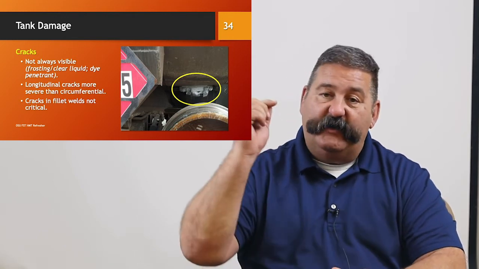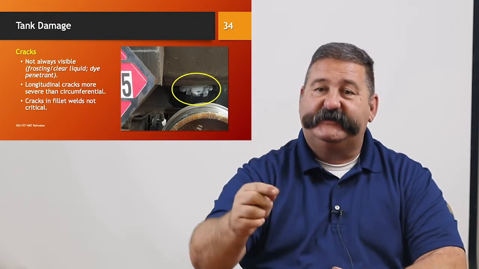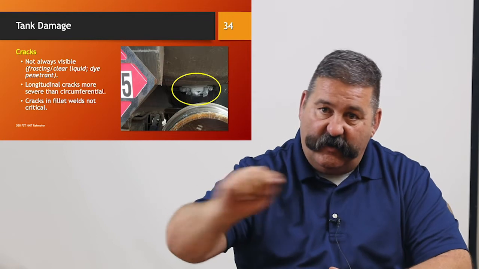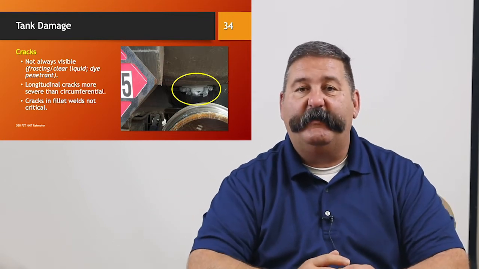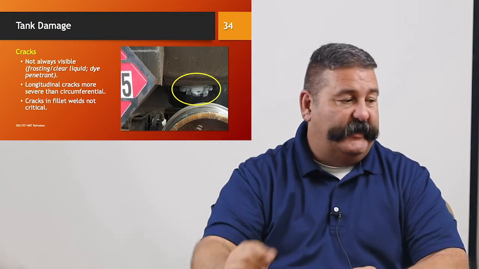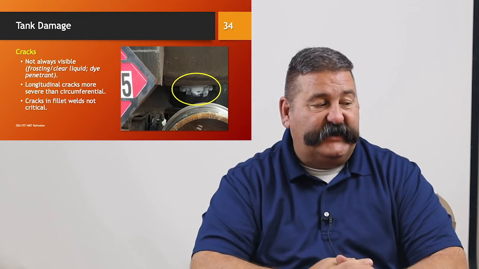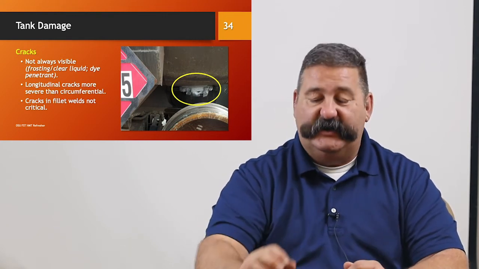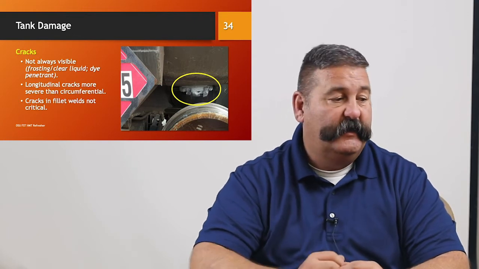If you've got a crack that runs longitudinal, that's more severe than a crack running around it. So if it runs the length of that rail car, it's going to be a bigger problem than if it goes up and around. Cracks that go through the fillet welds are another problem we have to worry about, because it's actually starting to take away from that strength.